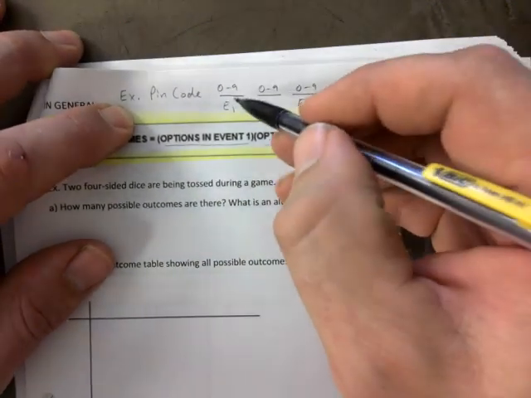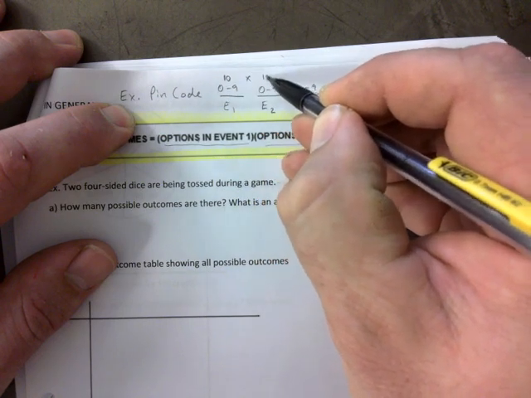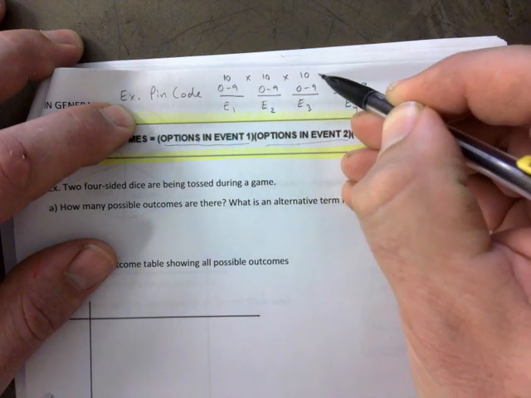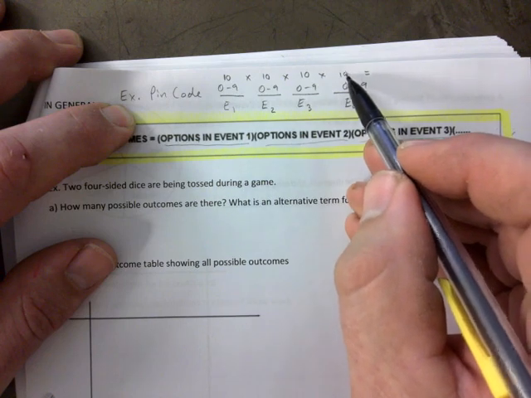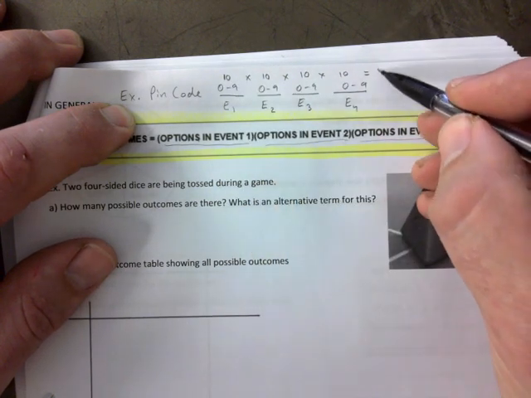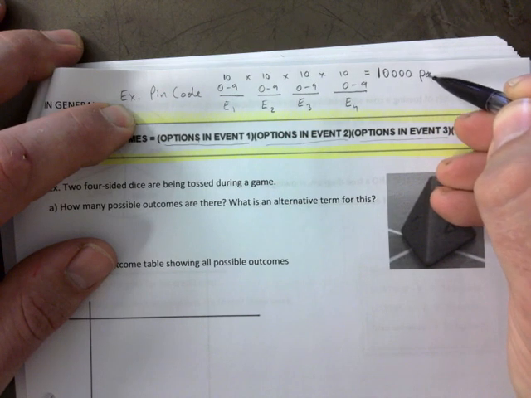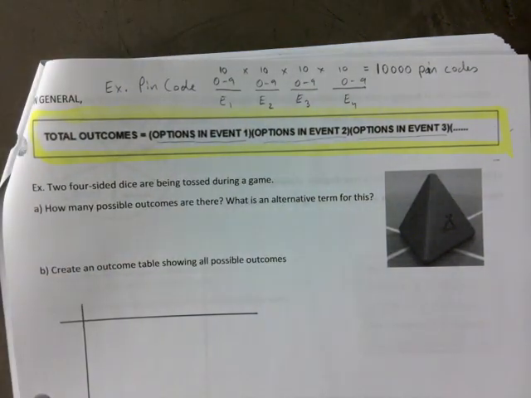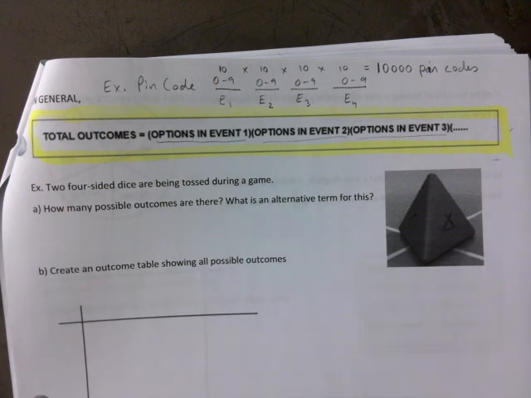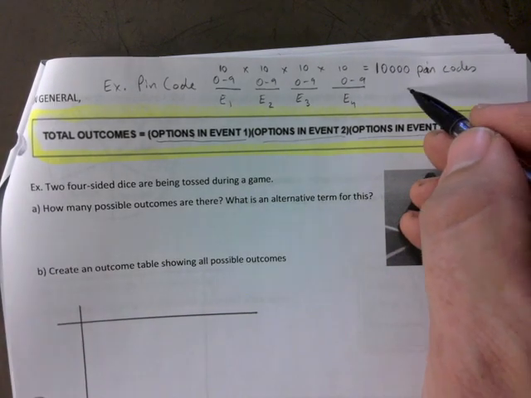So if you have 0 to 9 for your first code, that's 10 times 10 times 10 times 10. What's 10 times 10 times 10 times 10? You just add the zeros. 1, 2, 3, 4 zeros, so it'll be 1 followed by 4 zeros, 10,000 passwords or PIN codes. So if somebody wanted to guess your code, there's only 1 correct code out of the 10,000 possibilities. This is how many PIN codes are possible.